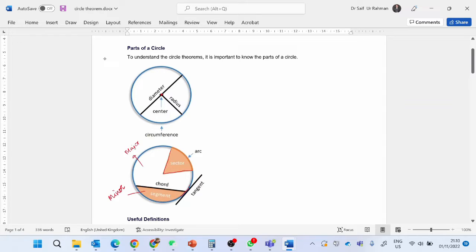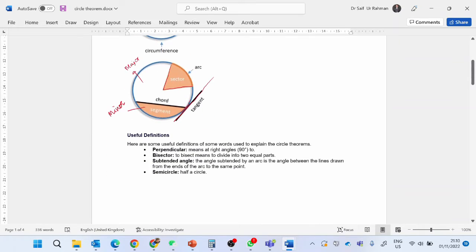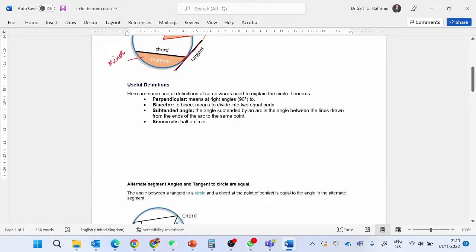And a tangent is a line which is just touching the circumference of a circle. It does not cross inside, it just touches the side. So the useful definitions about circles are: perpendicular, that means it has a 90-degree angle; bisector, that means it divides into two equal parts; and subtended angle.